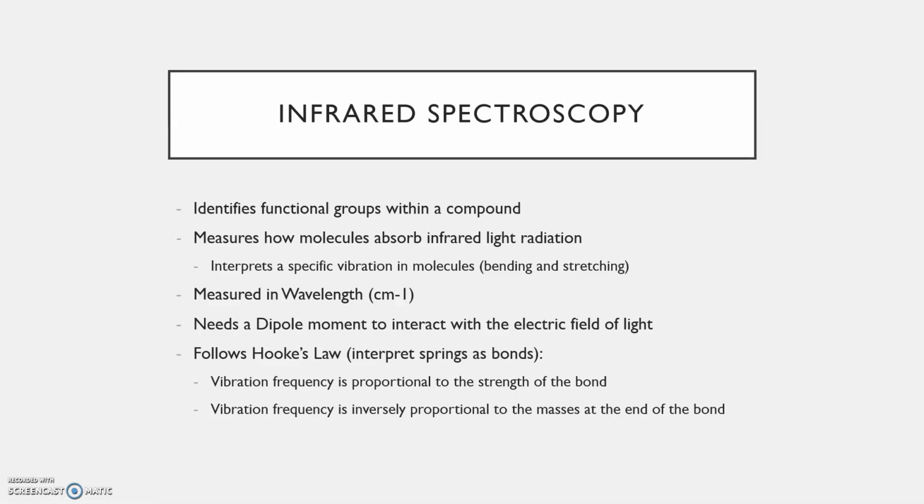Infrared spectroscopy is a method that measures the absorption of energy into a specific bond, each type of bond absorbing at a different amount of energy. This is useful because it helps us determine which functional groups are present in a sample. It is measured in wavelength, and it needs a dipole moment to interact with the electric field of light. A perfectly symmetrical bond having identical groups attached on either side of it will not have a dipole moment.